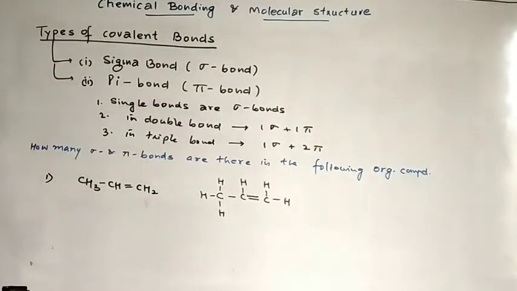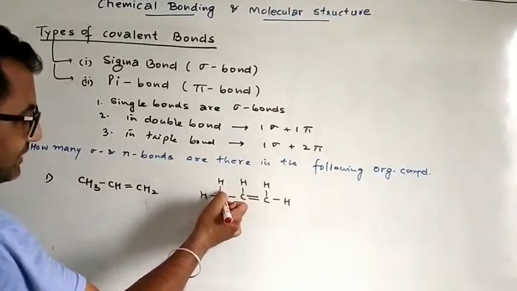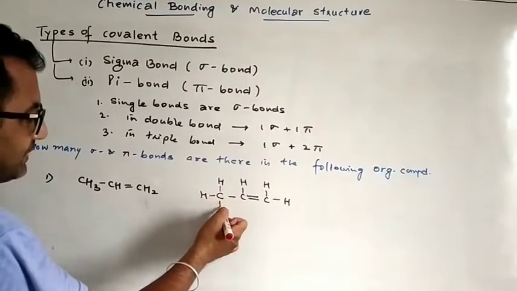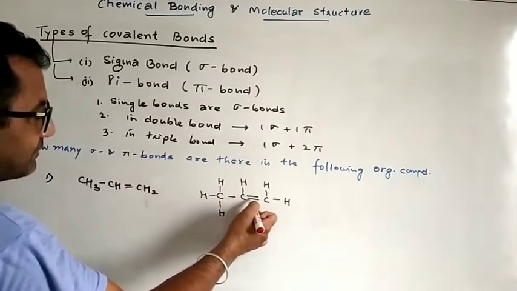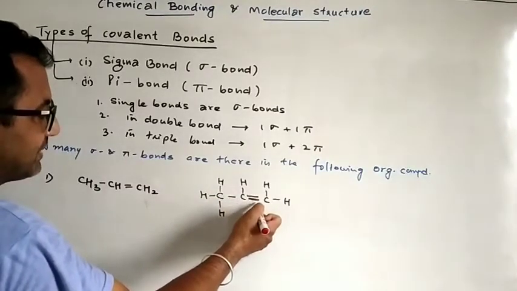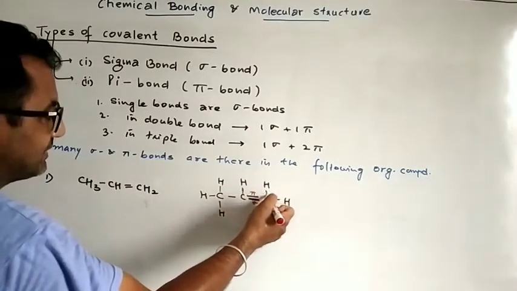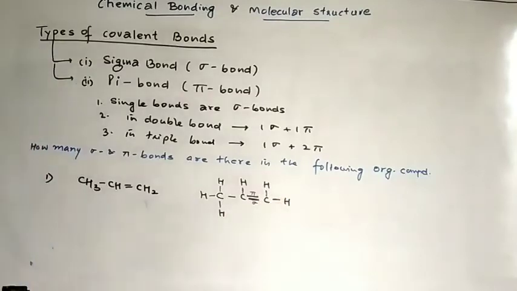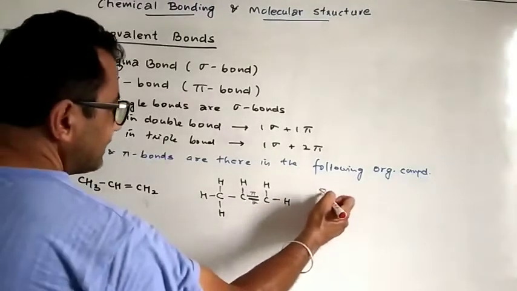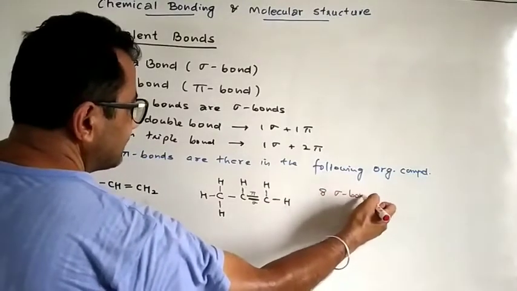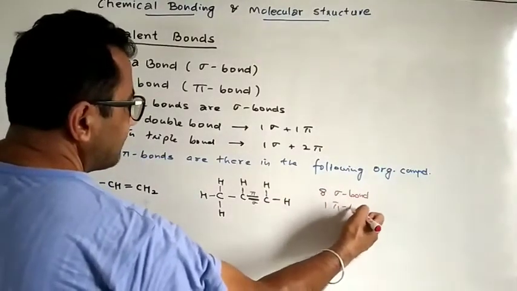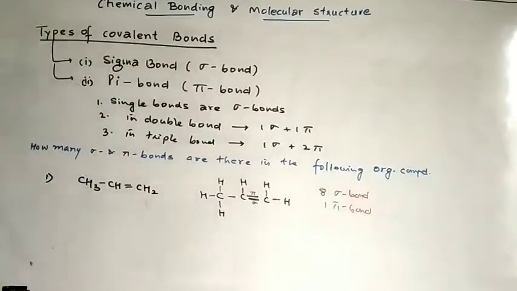So all single bonds are sigma. Like this is sigma 1, 2, 3, 4. Out of the double bond, one is sigma, one is pi. This is sigma, this is sigma. So count the sigma bonds. 4, 5, 6, 7, 8. So there are 8 sigma bonds and 1 pi bond. That's it.